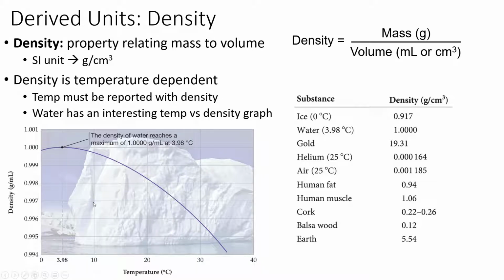For example, if we look at this graph, where the x-axis is the temperature and the y-axis is the density, we can see that the density of water changes depending on its temperature. At 3.98 degrees Celsius is actually the highest density for water. You can see when water gets down to its freezing point, it actually has a lower density. So that's why ice floats in water.